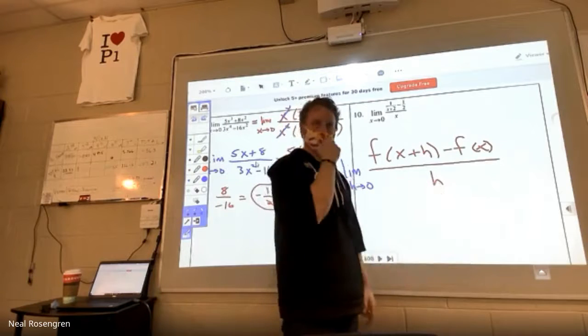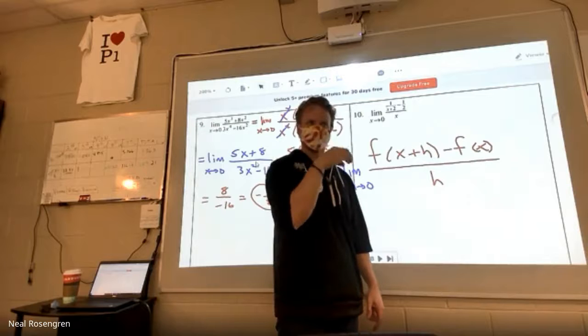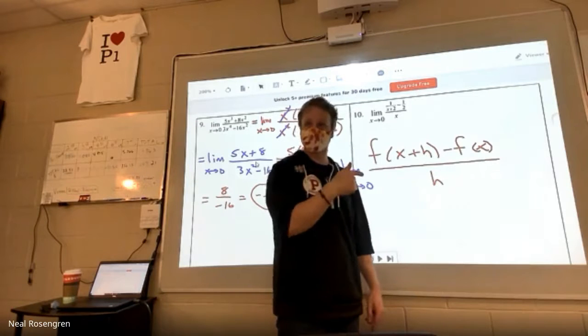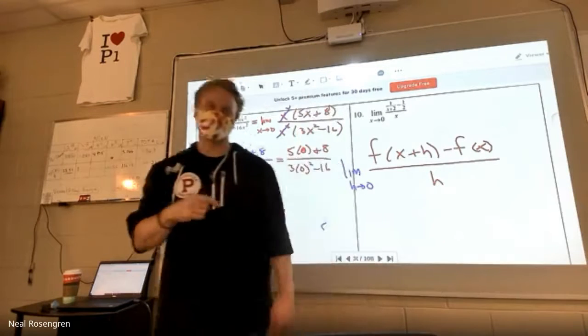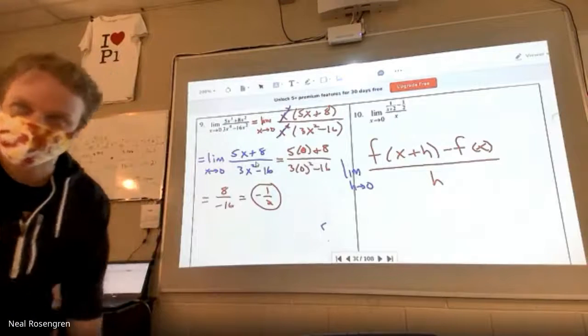So what exists at that spot? 0 over 0 is always a hole. So does that limit exist? Absolutely. We just get to figure out what we're actually finding.